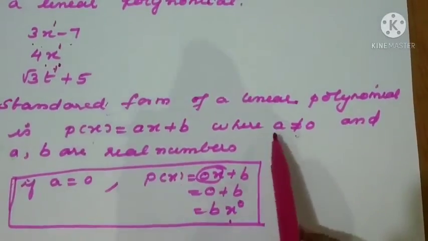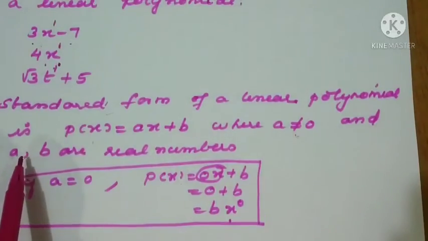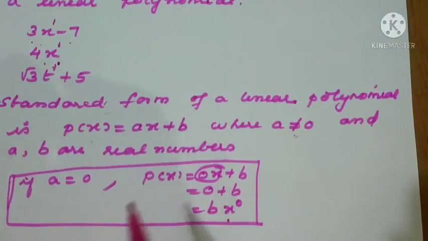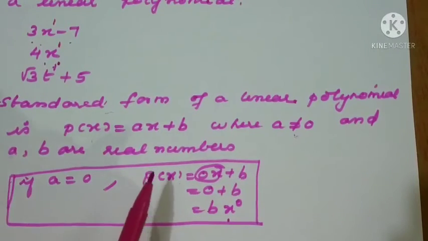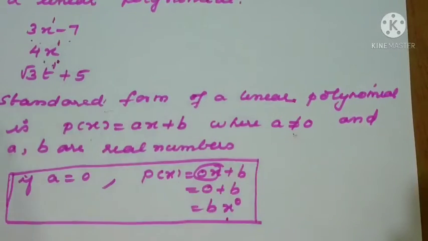So I hope you understood why the criterion a not equal to 0 is given, and moreover what is written here: a and b are real numbers. That means the coefficient and the constant part are real numbers. That is with respect to your polynomial definition only. So a polynomial of degree 1 is called a linear polynomial. Standard form is ax plus b. What is the condition? a not equal to 0, a and b are real numbers.